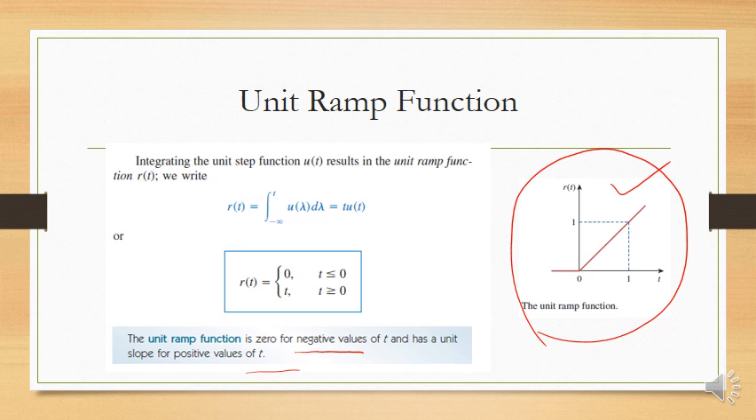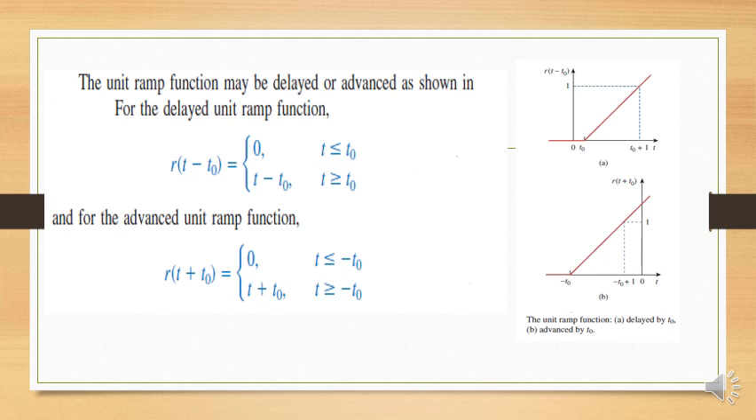It is 0 for t less than or equal to 0, and it is t, the slope, for t greater than or equal to 0. The unit ramp function may be delayed or advanced as we have done previously. If you shift it to t naught, it would start from this point. Before this point, all the values are 0. And if you shift it backward to minus t naught, it would get a slope at this value, and before minus t naught all the values would be 0.